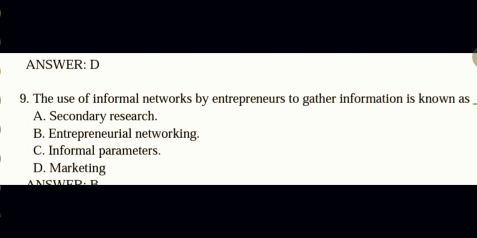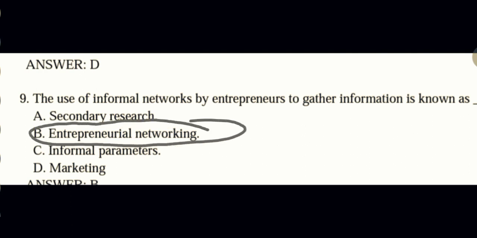The question is, the use of informal networks by entrepreneurs to gather information is known as secondary research, entrepreneurial networking, informal parameters, or marketing. The right option to this question was this B part, that is entrepreneurial networking. Okay. Coming to the next question.